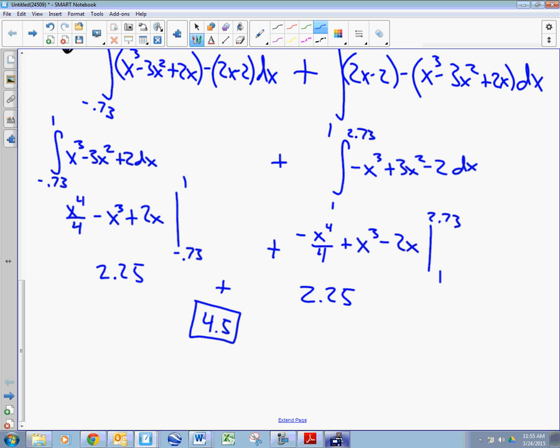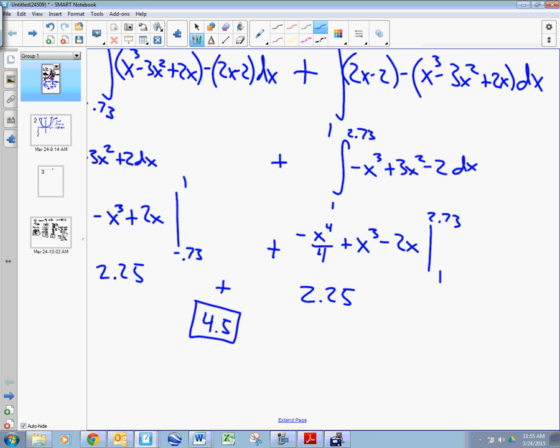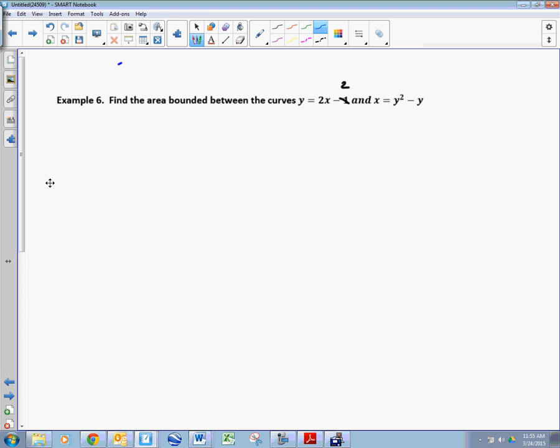What do you think? Subtract the bottom from the top minus the bottom. Okay. We're going to switch this to 2x minus 2.